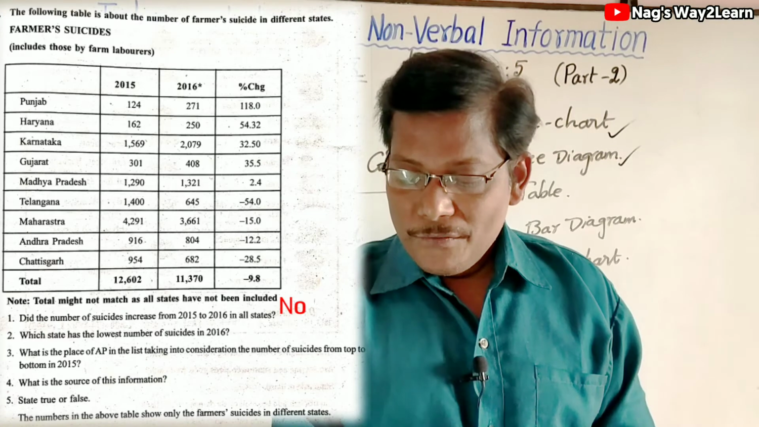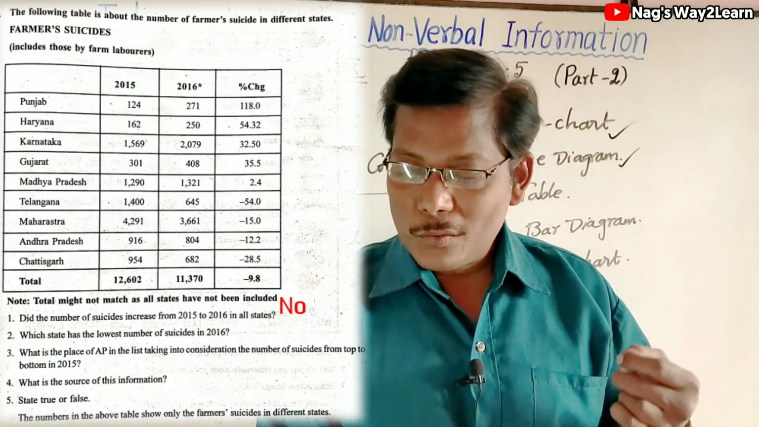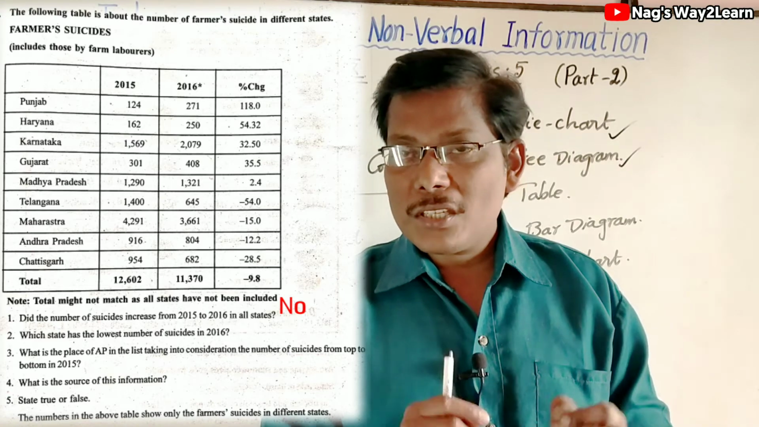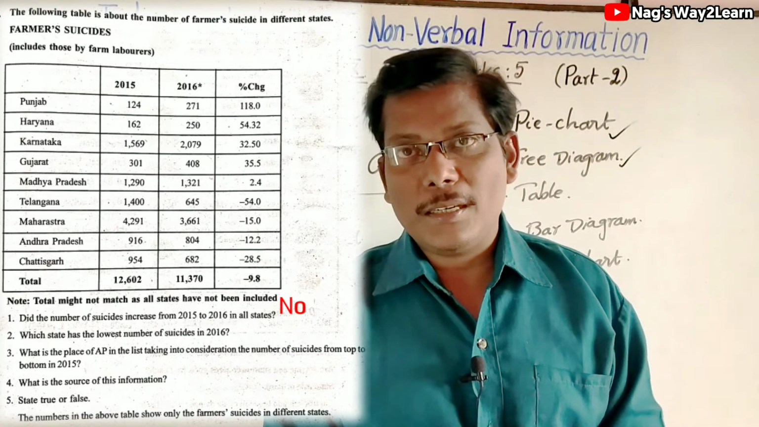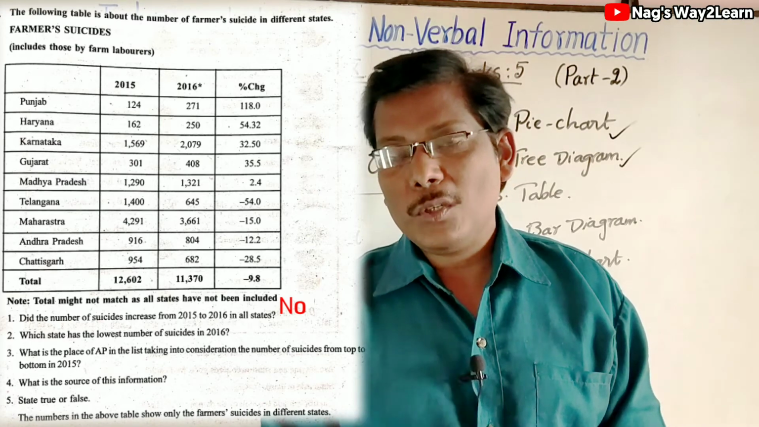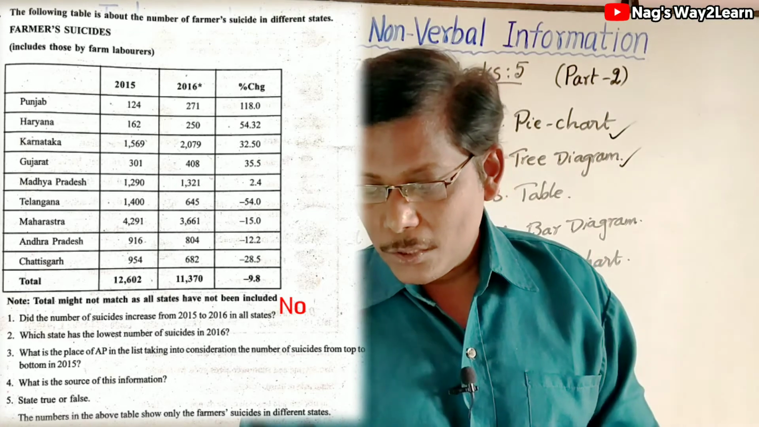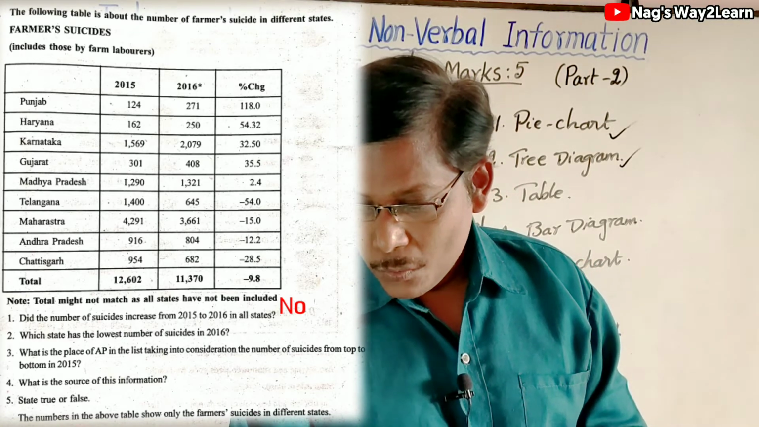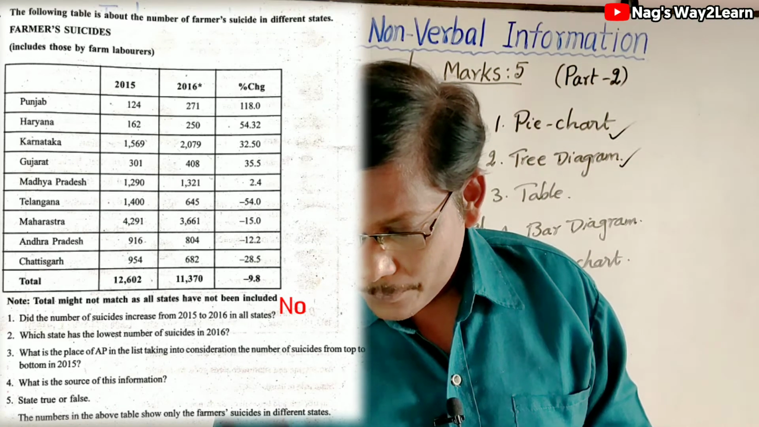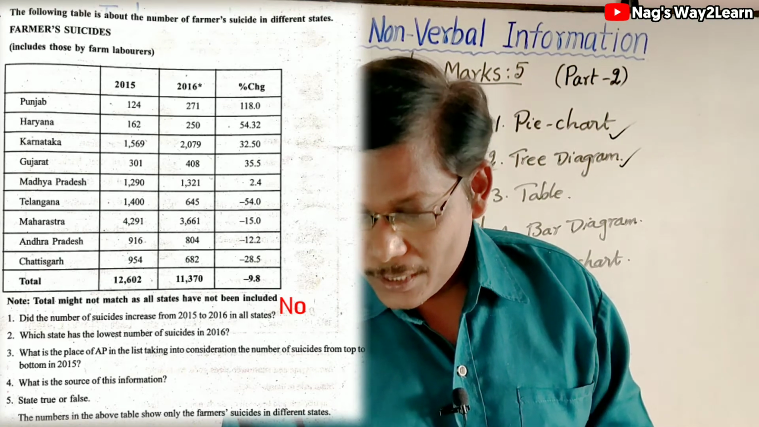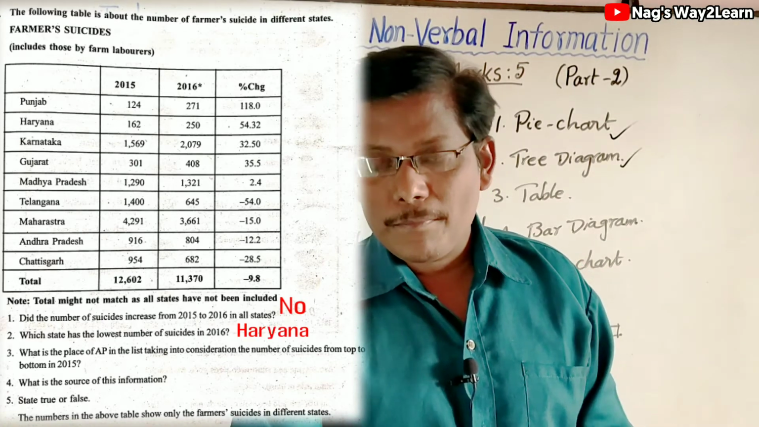Second question: which state has the lowest number of suicides in 2016? You just look at the column 2016 and find the least number. That is the answer. In 2016, what is the least number? 250. This is Haryana. So you write Haryana.